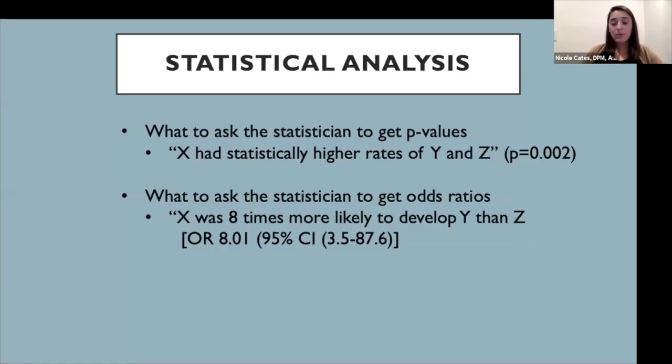So the main things for retrospective studies that you're evaluating are p-values, and as well as you want to get odds ratios, right? And so typically p-values, they're telling you if something is statistically significant, and that's how you're finding it. And so odds ratios is when you see something in a paper that says X was 8 times more likely to develop than Y. So you're comparing two cohorts, and it's giving you how much more likely something is to happen.